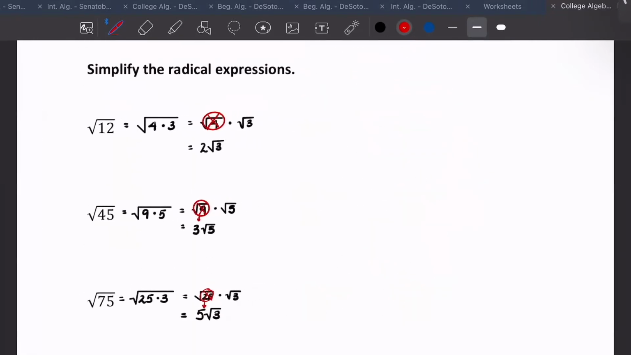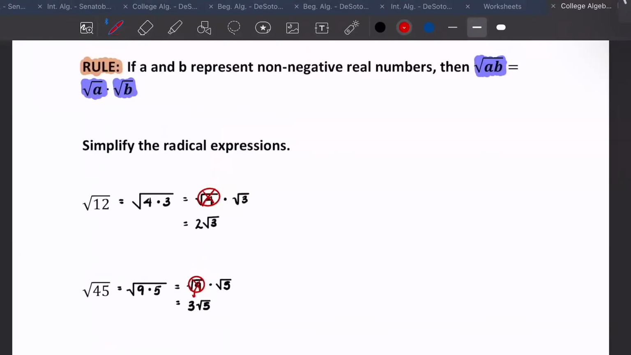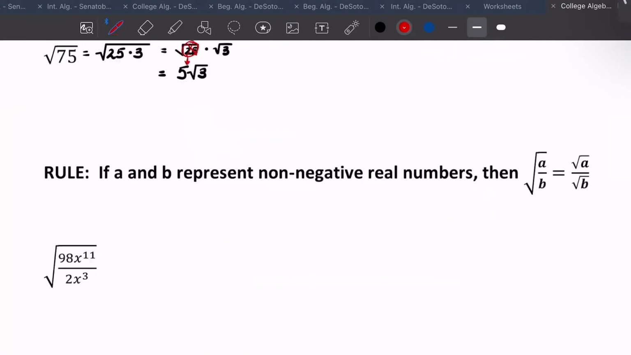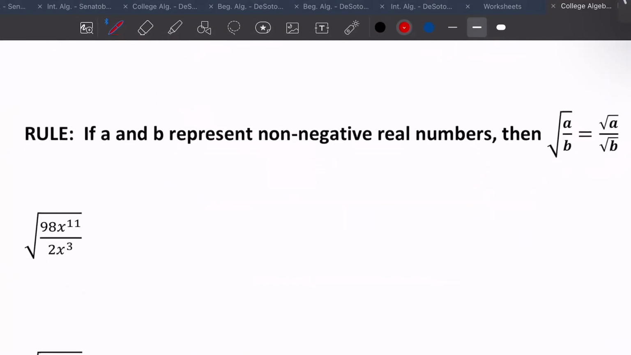So in these three examples, I ran into an issue and said, these are not anything that's going to be helpful. I can't just do this in one step. I have to break these up. I have to use my rule that says if I'm multiplying two numbers together under a radical, I can split them up and take the square root that way. Here's another rule. And we have already used this rule actually in a previous example.